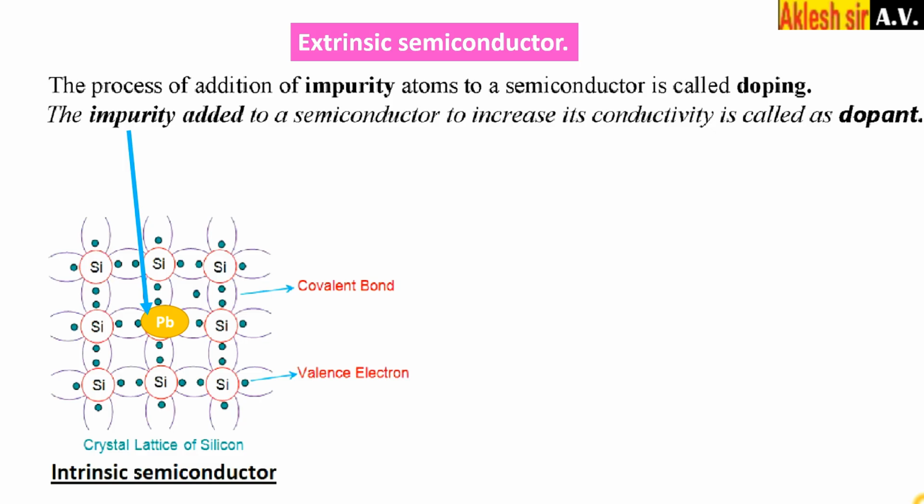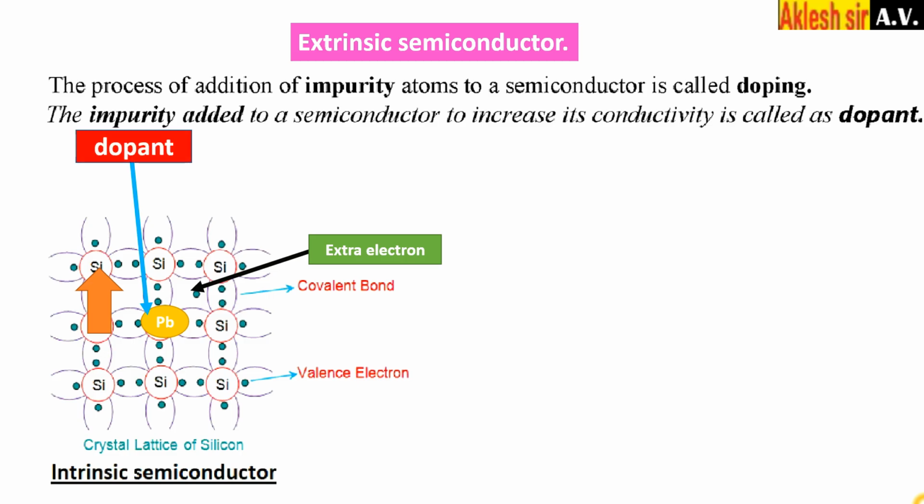How will it increase? It will bring more free electrons. You can see there is one extra electron, and this extra electron will be present in the conduction band. So as the impurities increase, the extra electrons in the conduction band also increase. If the number of electrons in the conduction band increases, the conductivity increases. The impurity which we have added is known as a dopant, which has increased the conductivity of the intrinsic semiconductor.